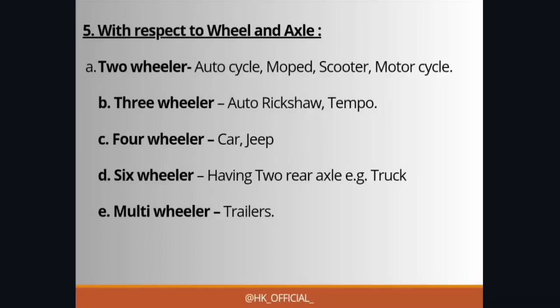Then four-wheelers, car, jeep. Six-wheeler having two rear axle, example in truck, you can imagine truck. Then multi-wheelers like trailers. Okay, train you can take. So these are with respect to wheel. Okay, and axle with respect to six-wheeler if we consider truck.